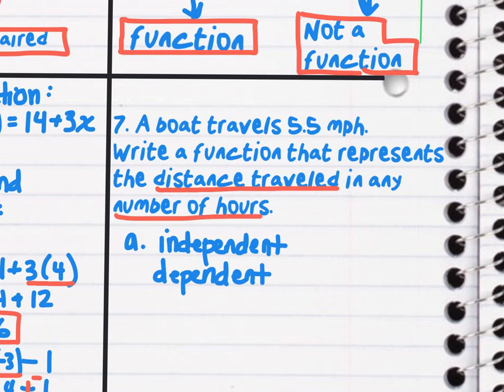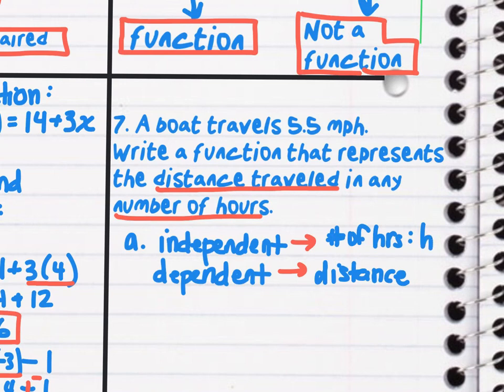So when we look at the distance traveled, it depends on how many hours have passed. So the dependent variable is the distance. Let's go ahead and write distance for the dependent. The independent is the number of hours. So I'll go ahead and write that in for independent. Now for our variables, for the number of hours, we're going to let that be h. And then for the distance, since we're writing it in function form, it's going to be d of h.